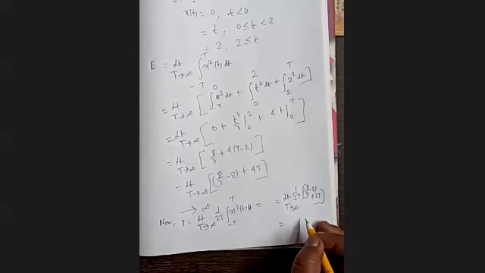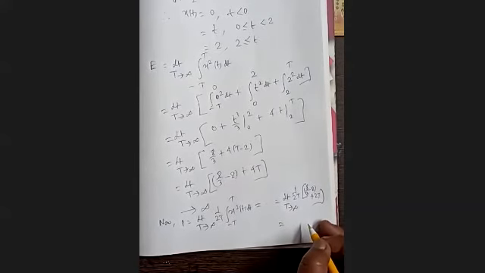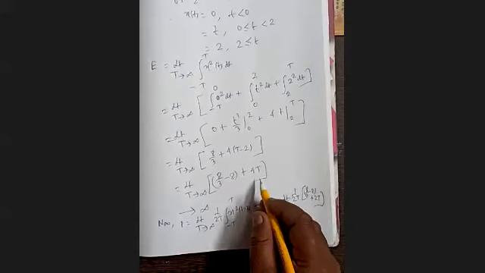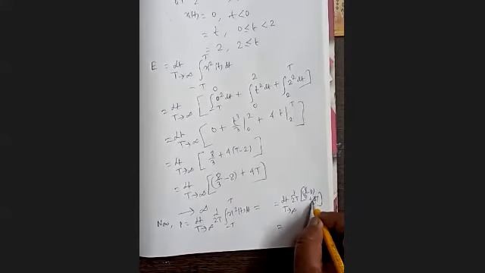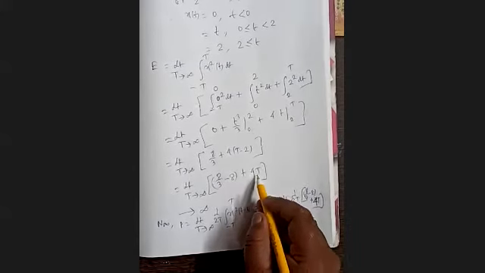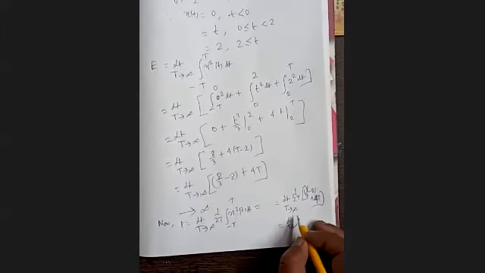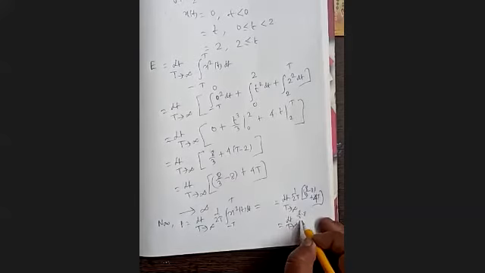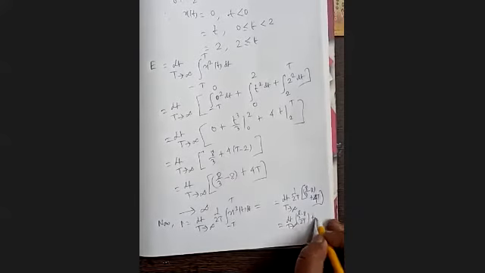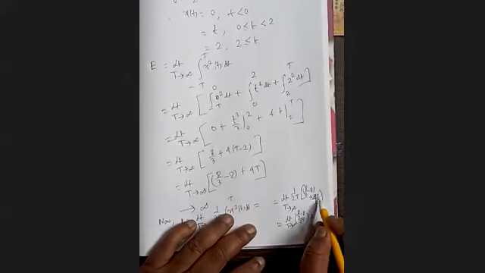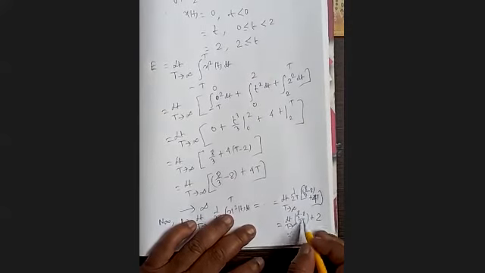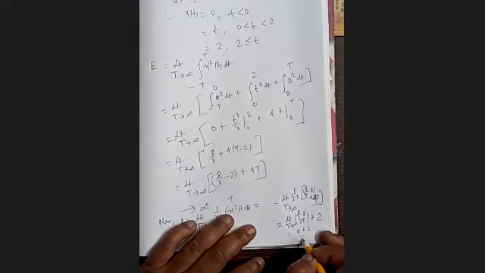Just 1 minute. It is not 2T, it is 4T. So it is limit T tends to infinity 8 by 3 minus 8 by 2T plus, capital T cancelled, so it will be 2. This is 0 plus 2, or 2.